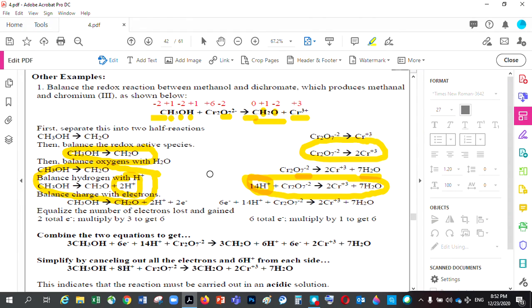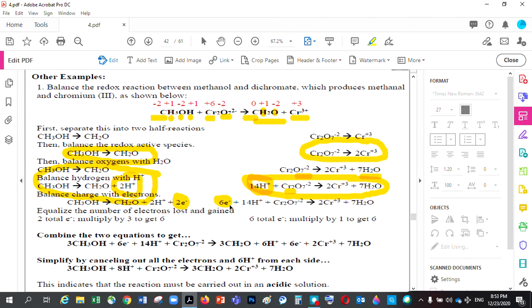Now we go on to balancing the charges. We have to balance the charges. Carbon went from -2 to 0, so the oxidation half reaction has to give 2 electrons. Here this chromium is +6 going to +3, so it has to gain 3 electrons. However, dichromate means 2 chromium, each gaining 3, so we have to add 6 electrons here.